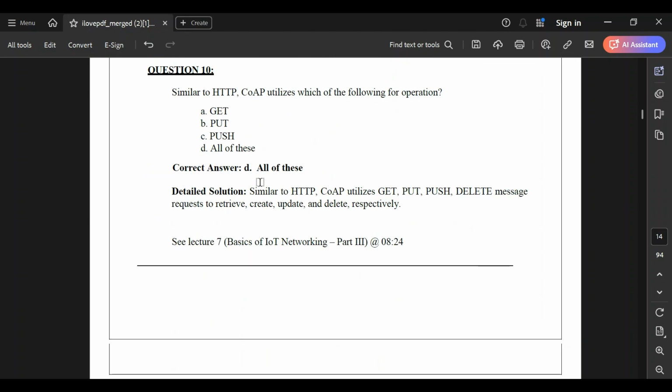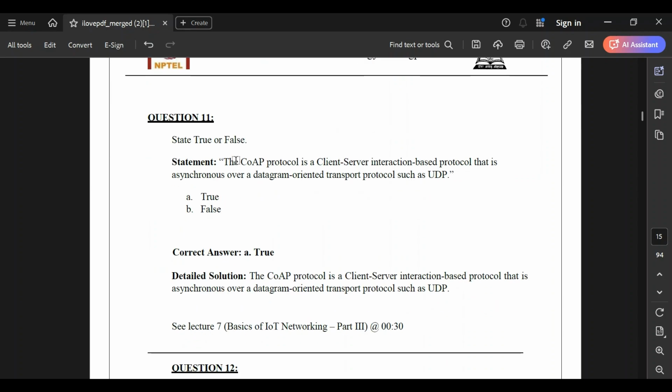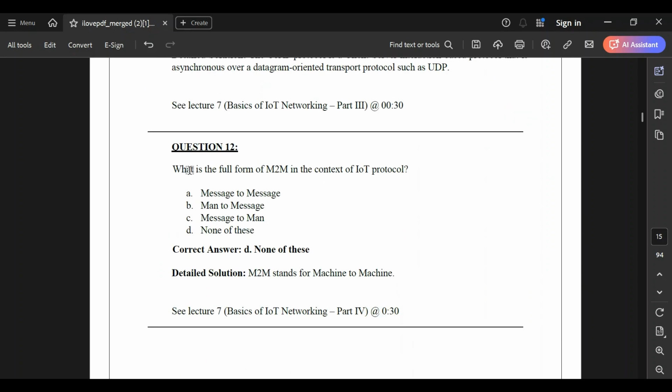Next, similar to HTTP, CoAP utilizes which of the following for operations? CoAP uses all: get, put, post, delete is also there. So you can have a glance at it. The CoAP protocol is a client-server interaction-based protocol that is asynchronous over datagram-oriented transport protocols such as UDP. So this is true.